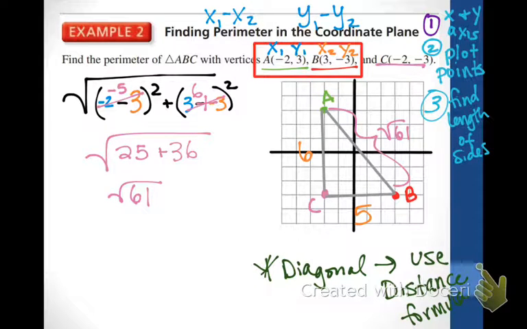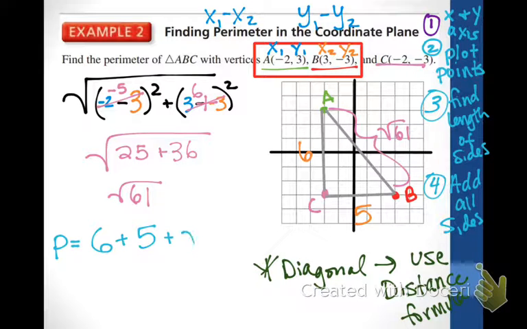So the whole point of finding the length of all of the sides was so that we could add all the sides. Okay, so let's do this. We're going to find the perimeter, which would equal all 3 sides added together. So let's add. We got 6 plus 5 plus the square root of 61. Let's pause.